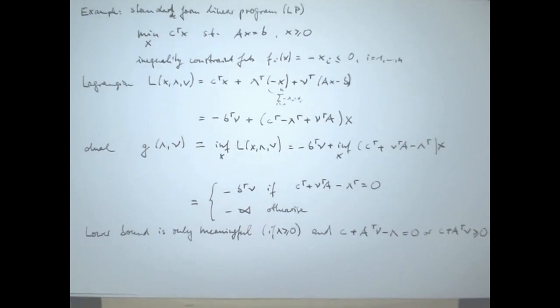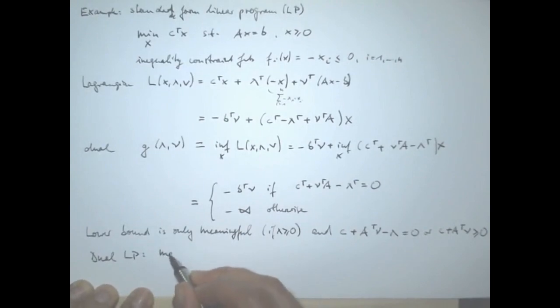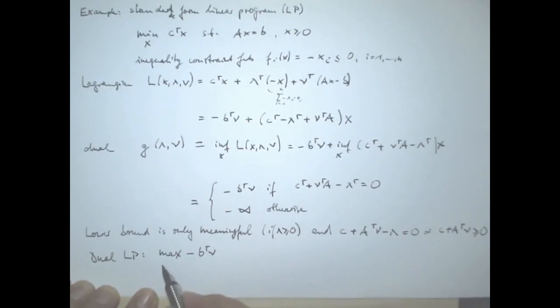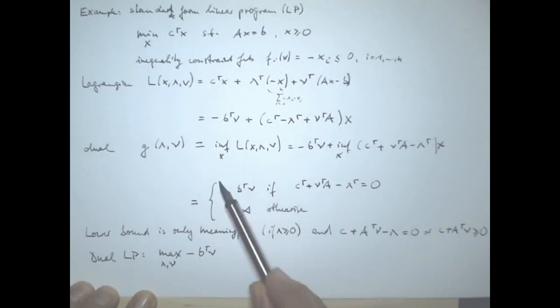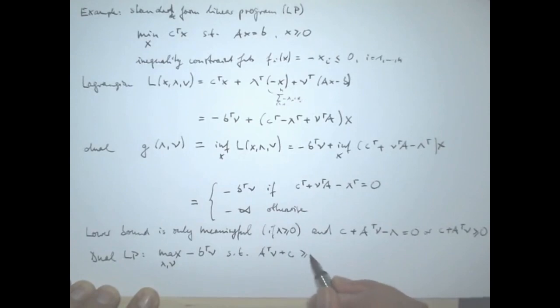And this allows me to express my dual linear program to find the tightest lower bound possible. I will maximize over minus B transpose nu. I have now these new dual variables, lambda and nu, and I want to make this value here as large as possible, subject to A transpose nu plus C being larger than or equal to 0. This is just what we saw here.